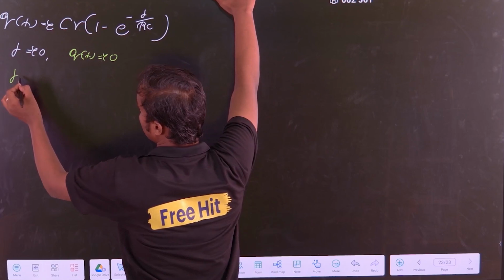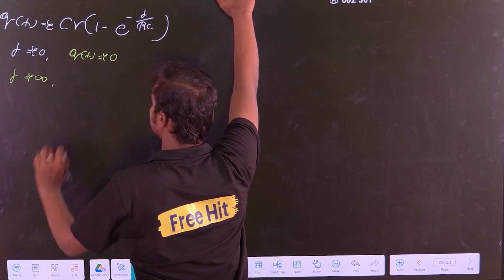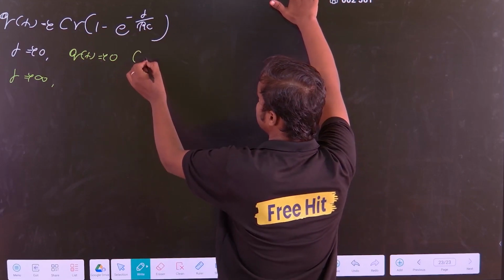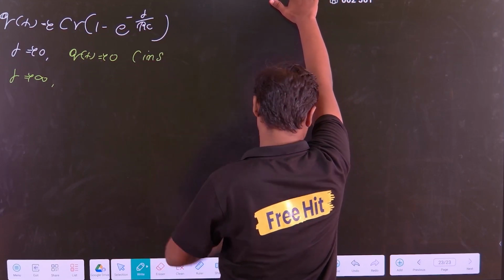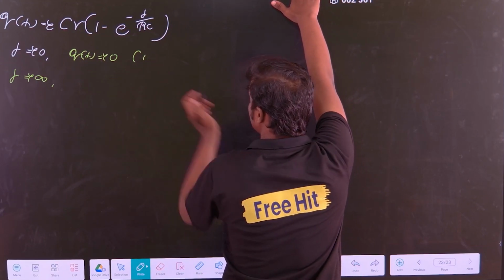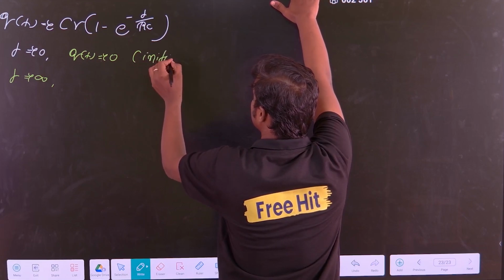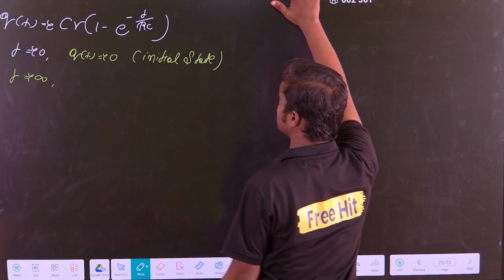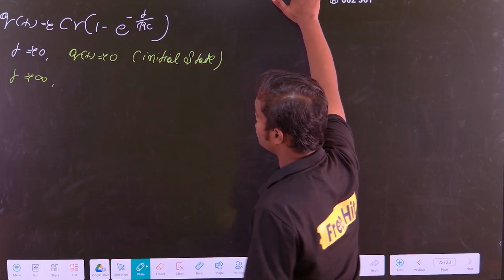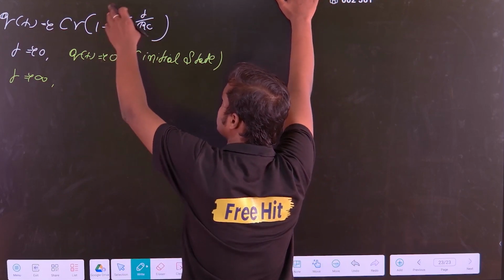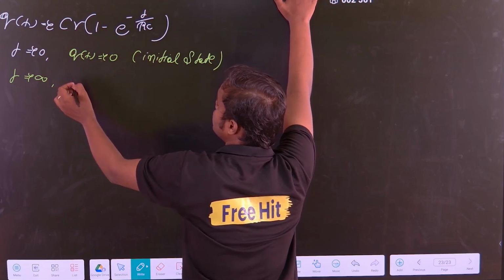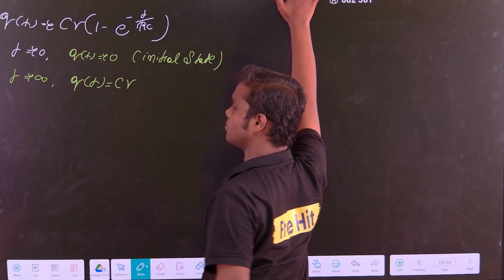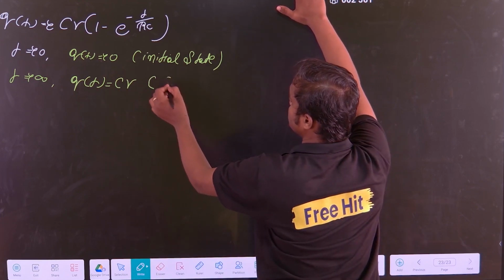Now similarly, put t equal to infinity. If you put t equal to infinity, it means steady state. This is the initial state. Now put t equal to infinity. If you put t equal to infinity, this term will become 0. So what is my Q of t? Q of t is equal to C into V, and that is the steady state.